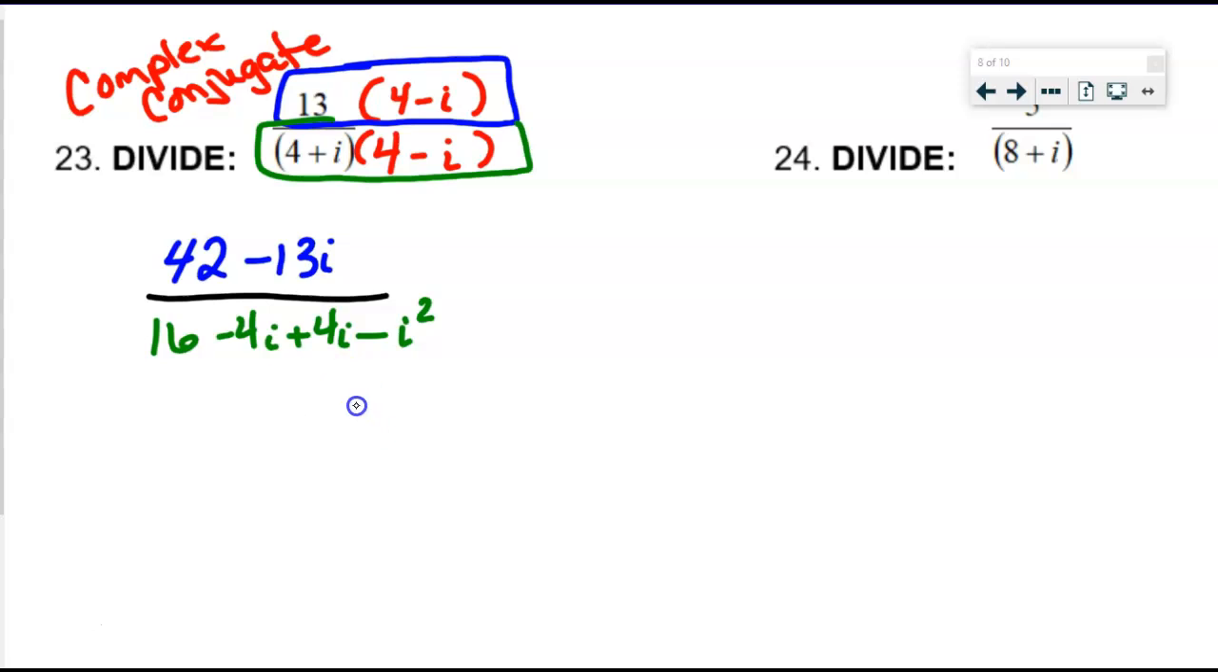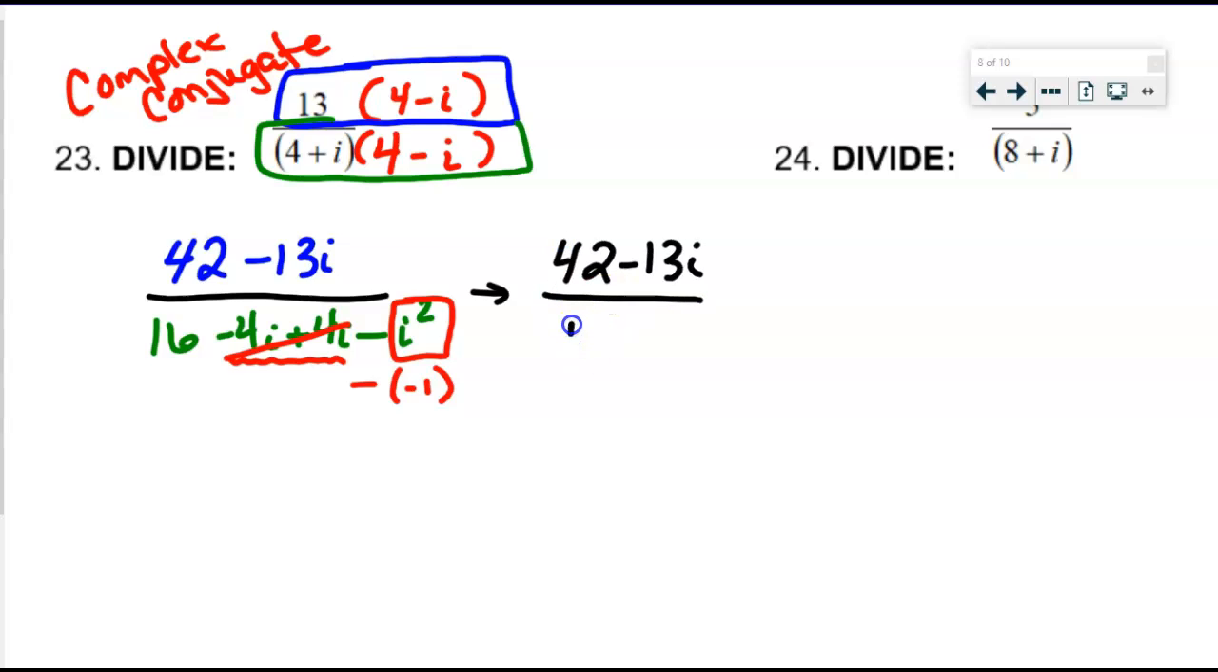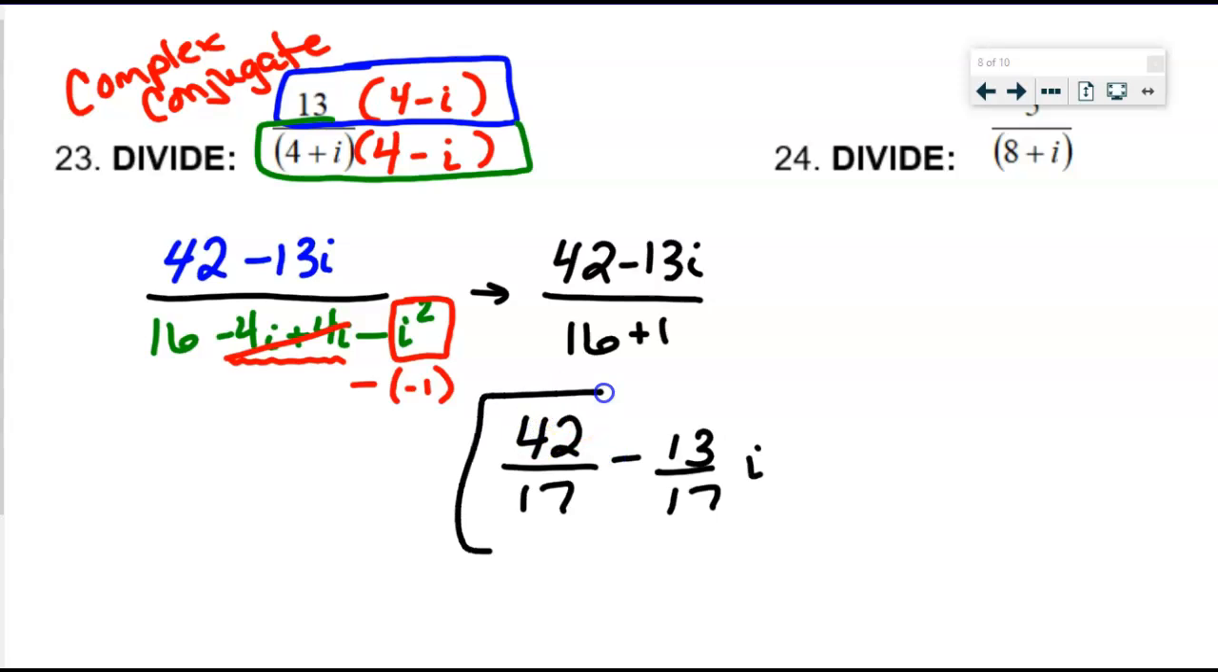So now we have to come back through and think about how we simplify this. These cancel, because they're plus 4i and minus 4i, but this i squared is really a negative 1. So you're really subtracting a negative 1 right here. So for my problem, I have a 42 minus 13i over 16 plus 1, which is a 17. So you're technically supposed to write 42 over 17 minus 13 over 17i, because in the instructions, it's going to say, write your answer in standard a plus bi form.